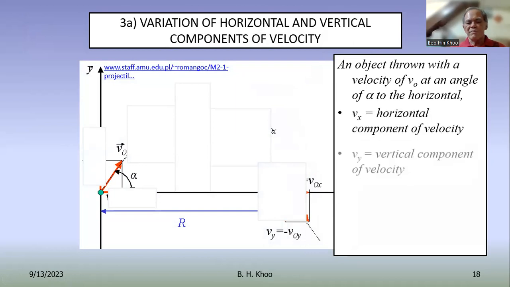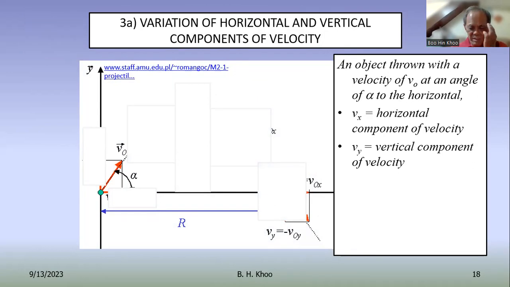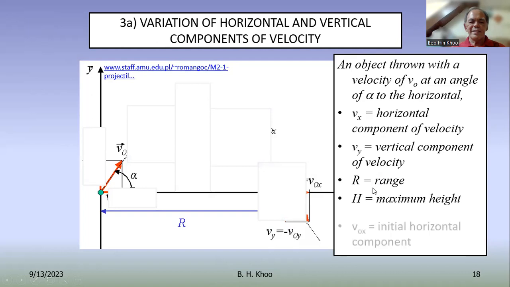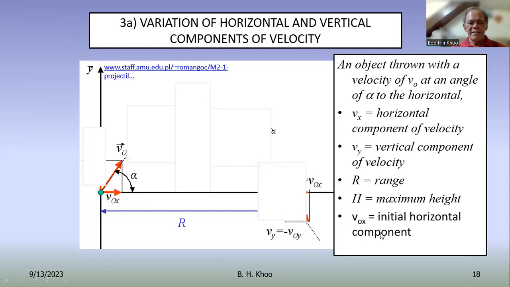Vx is a component of velocity. Vx is the horizontal component of velocity, in the x direction, and Vy, in the y direction, is the vertical component of velocity. R is the range, h is the maximum height. Vox, the O is the initial horizontal component in the x direction. Okay, so we replace that initial velocity with Vox, Voy. One vertical component, one horizontal component.